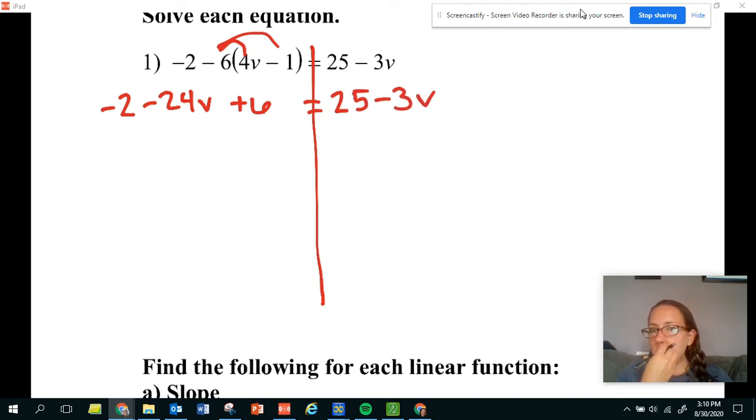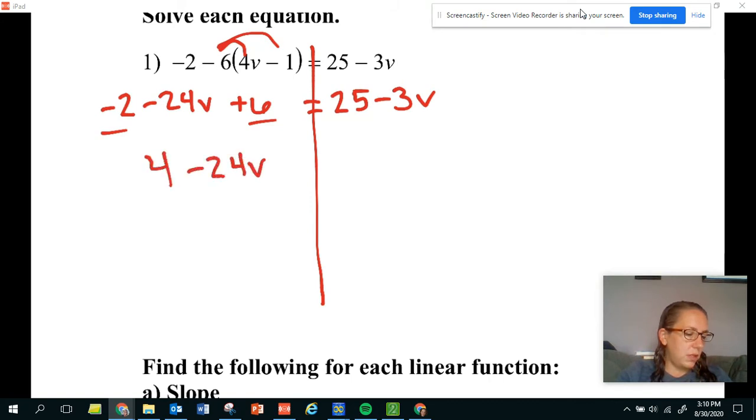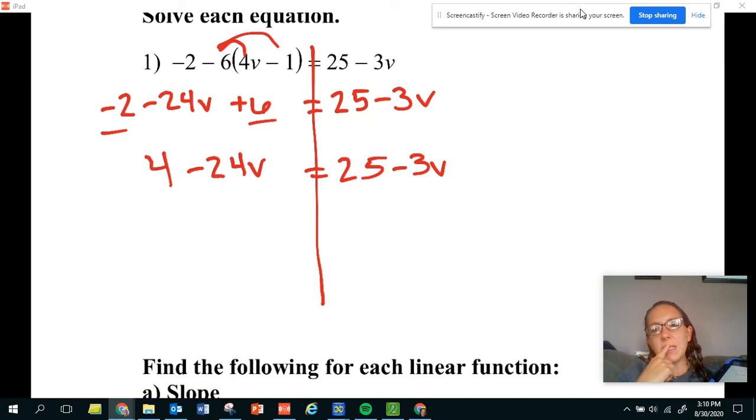And then before I do anything else, I'm going to combine like terms on the left. So that's these two. So 6 plus -2 is going to give me 4. And then minus 24v equals 25 minus 3v. So I need to get my variables on the same side. Does not matter which direction you move them, but I'm going to move them left.